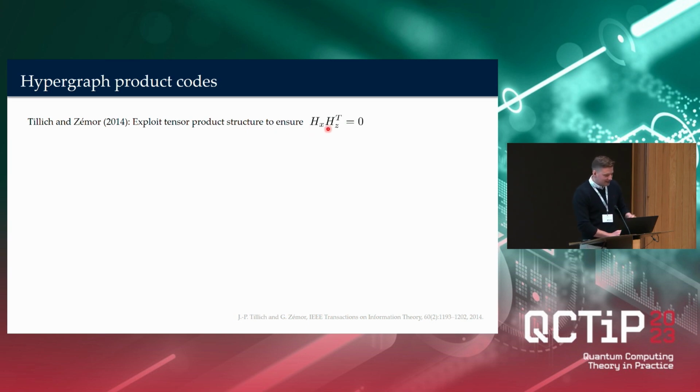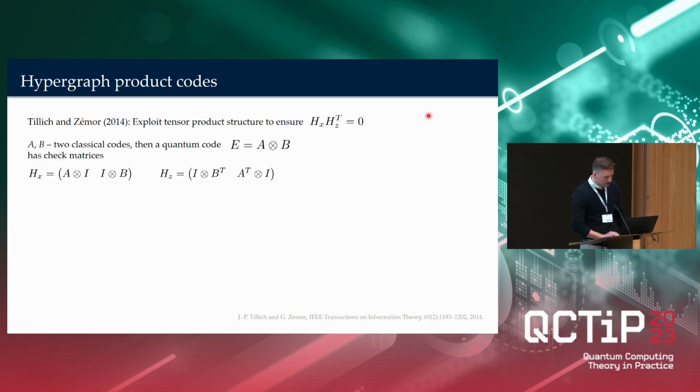But basically, Tillich and Zémor proposed a way to make sure that the CSS criterion is fully satisfied. And what it does is that we can take any classical codes, essentially constructing a quantum code from 2 classical codes. And we do that by taking tensor products with identities in this form, and we construct two parity check matrices. And as long as these identities have the specific dimensions, which is important but not written here for the presentation, then you can very quickly check that this CSS criterion is satisfied right here.